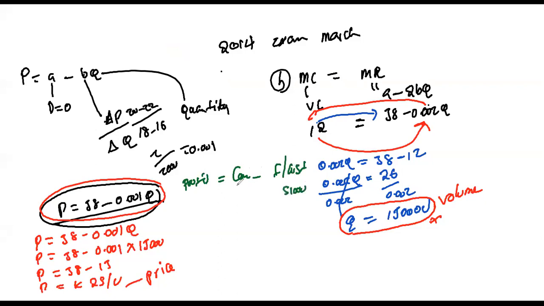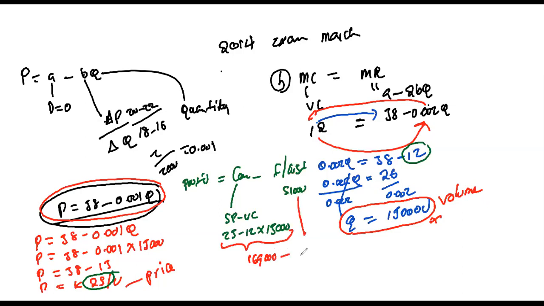What is our contribution? Contribution is simply selling price minus variable costs. What is our selling price? Our selling price that we found is how much? 25. Have you seen? So 25 minus our variable costs, how much? 12. Minus 12. Which gives us how much? Then multiply by how many units? 13,000 units to get the total contribution. So how much is our total contribution? 169,000.